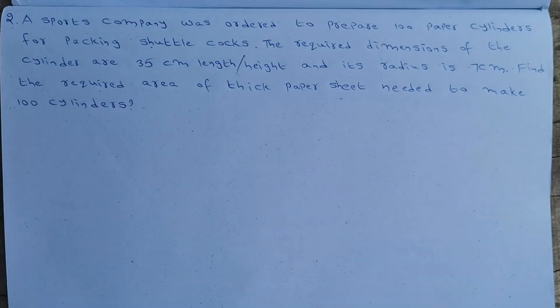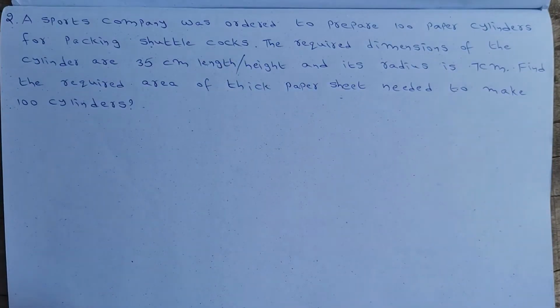Next, question number 2. A sports company was ordered to prepare 100 paper cylinders for packing shuttlecocks.